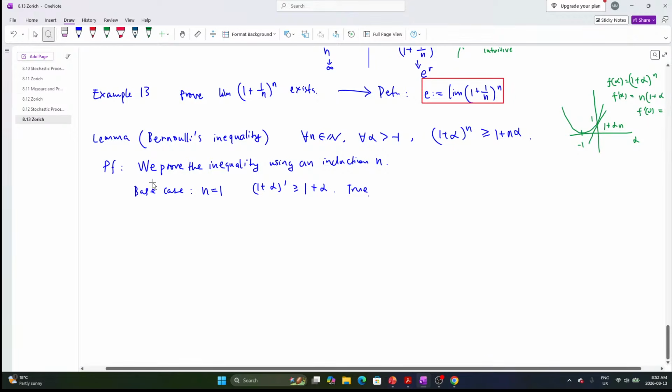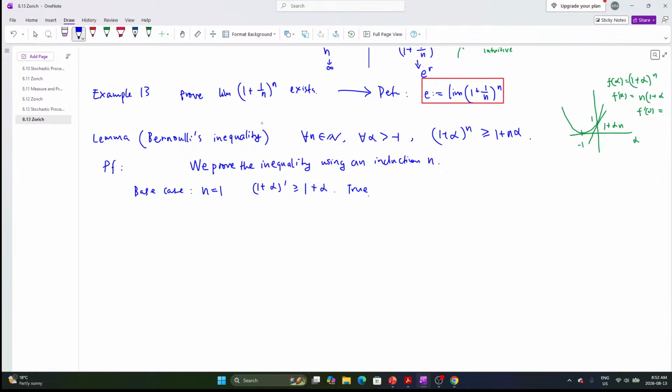Actually, you know what? We will add another sentence just to conform with our usual strategy for writing proofs. There's a for all alpha greater than -1, so let alpha be greater than -1. So this is now considered a fixed number. Okay, and now let's do the inductive step.